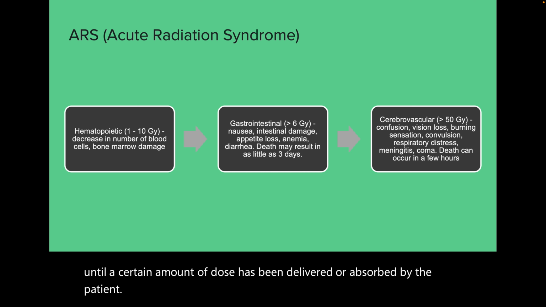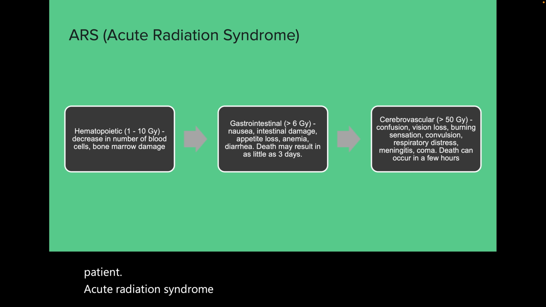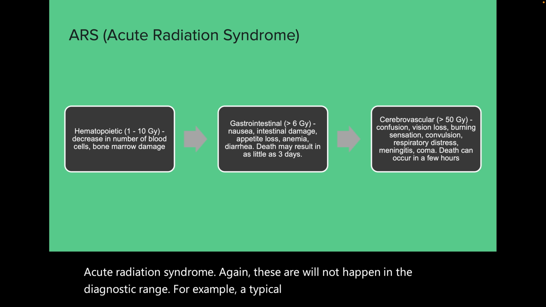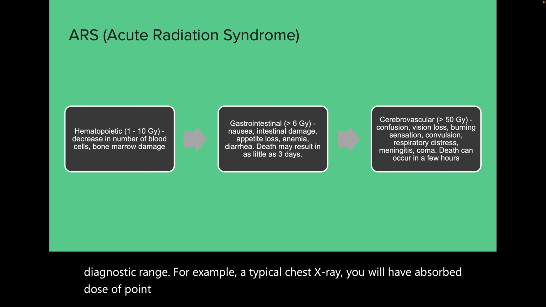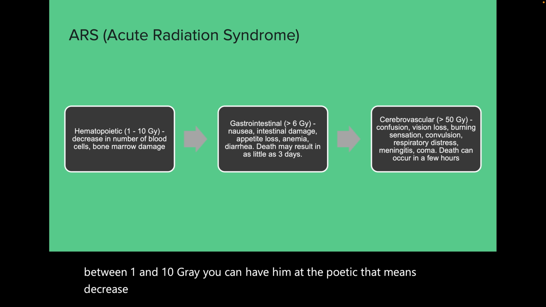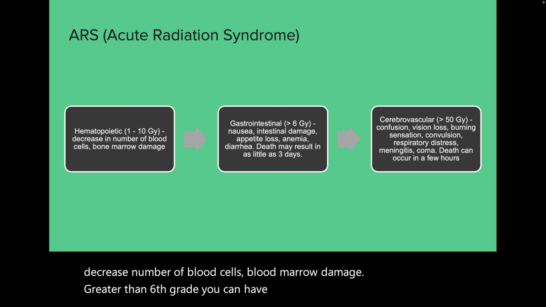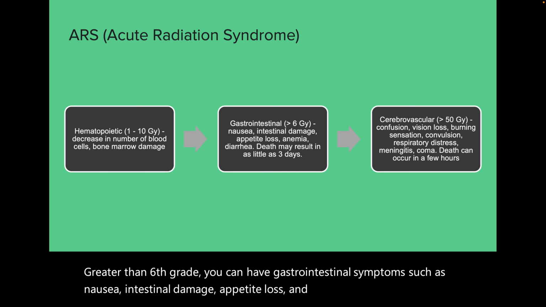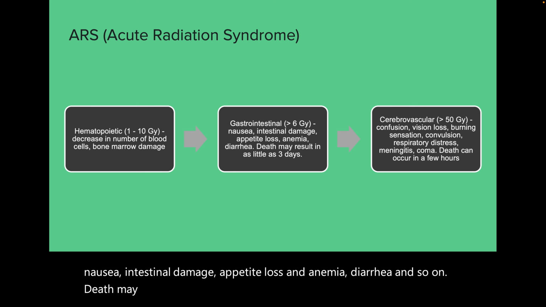Acute radiation syndrome, again, these will not happen in the diagnostic range. For example, a typical chest x-ray, you'll have an absorbed dose of 0.0001 gray, something like that, some small amounts, right? But between 1 and 10 gray, you can have hematopoietic syndrome. That means decreased number of blood cells, bone marrow damage. Greater than 6 gray, you can have gastrointestinal symptoms such as nausea, intestinal damage, appetite loss, anemia, diarrhea, and so on. Death may occur in as little as 3 days.